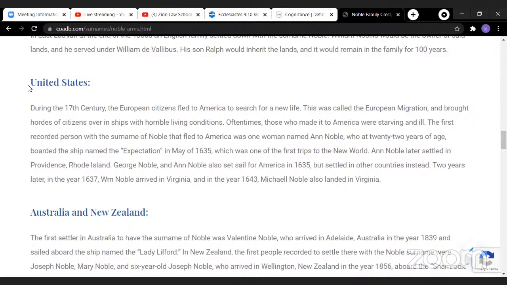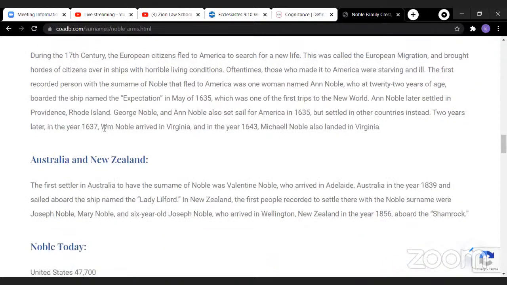George Noble and Anne Noble also set sail for America in 1635, but sailed in another country instead. Two years later, in the year of 1637, William Noble arrived in Virginia. And in the year of 1643, Michael Noble also landed in Virginia.